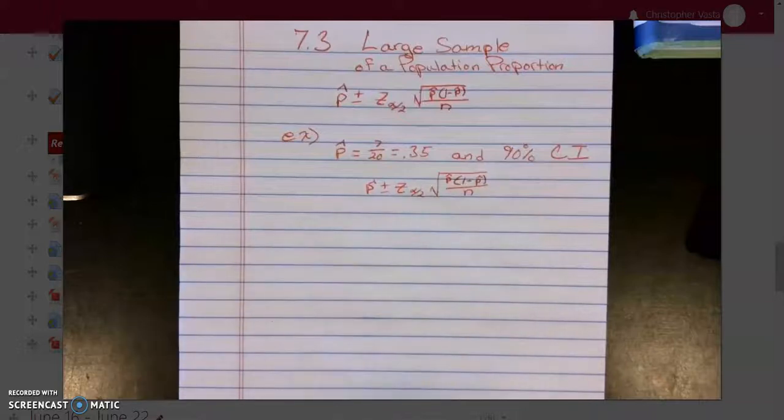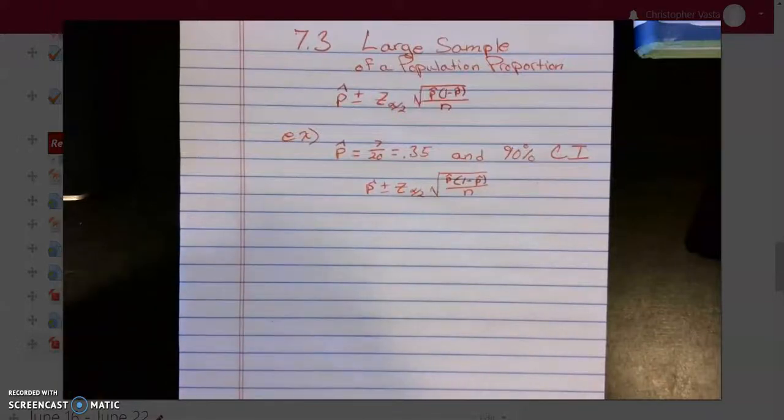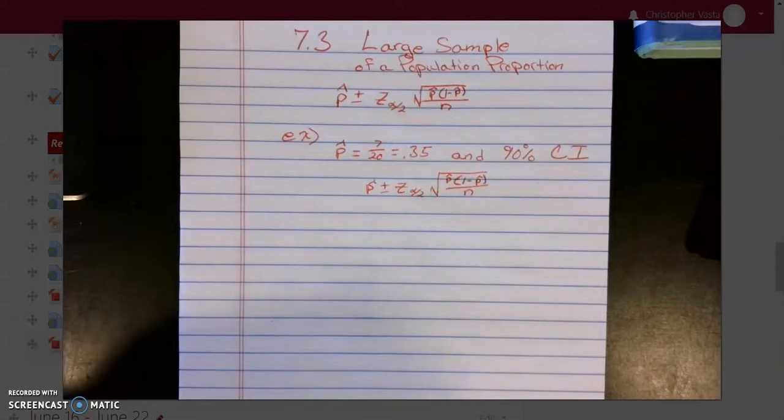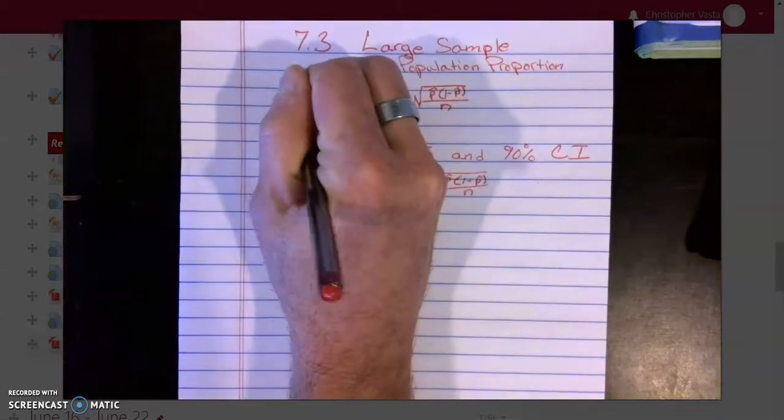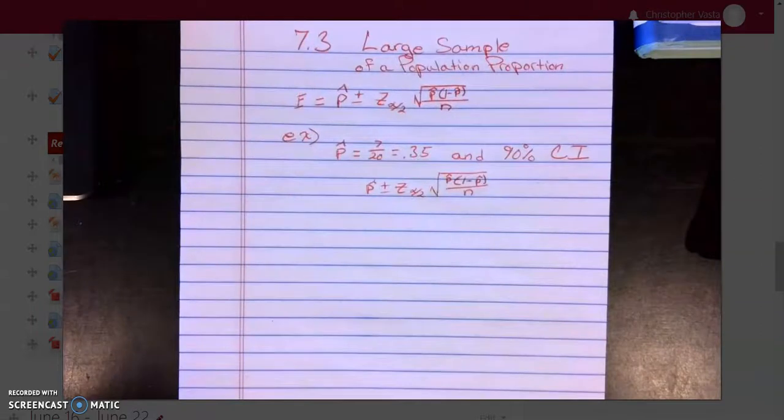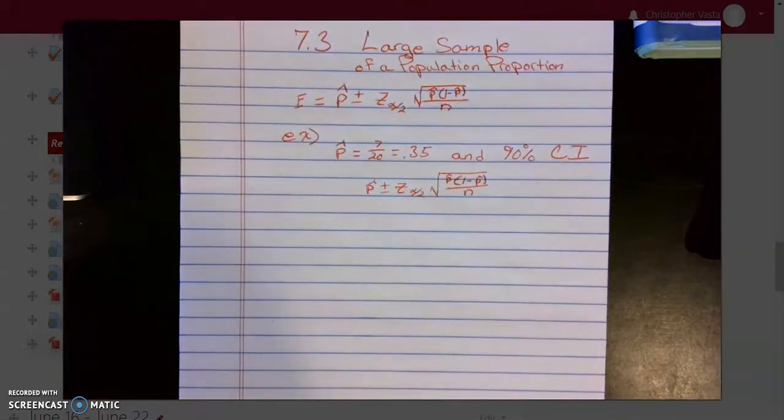So 7.3, very similar to 7.1 and 7.2. The only difference is right now we're focusing on the population proportion rather than the sample mean, or the sample proportion, right? In this particular case, we have another formula that's going to allow us to determine what the error is, so we can figure out a confidence interval for the proportion.